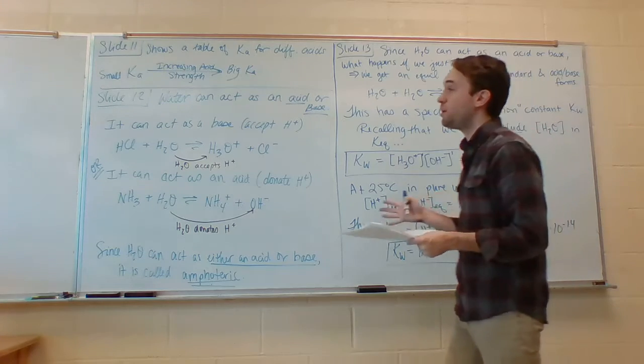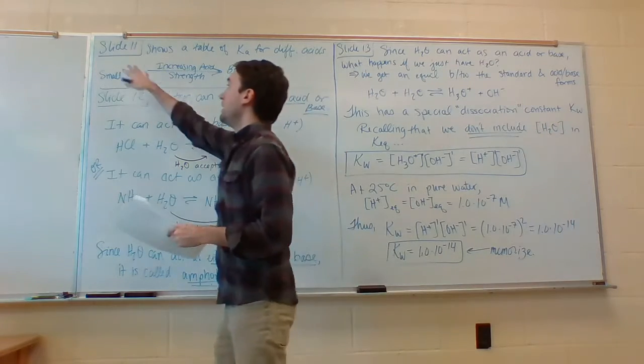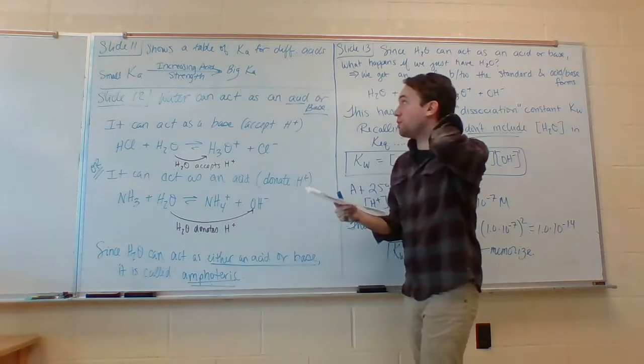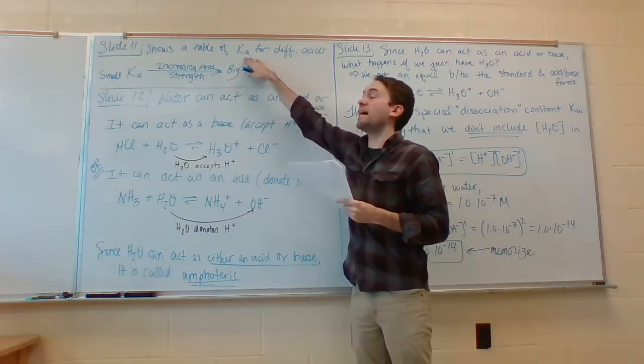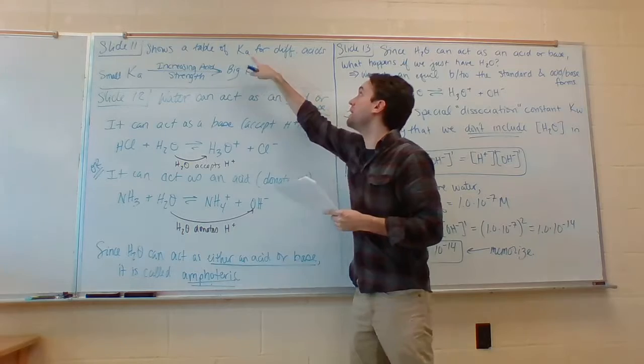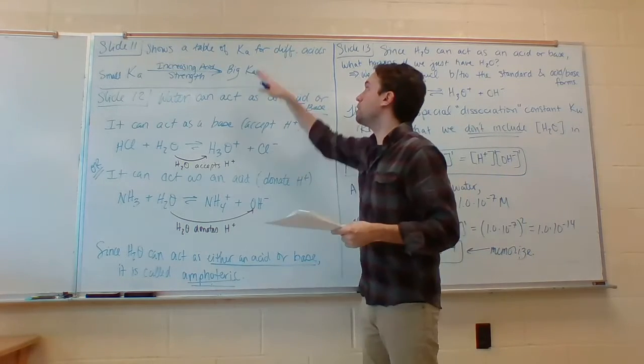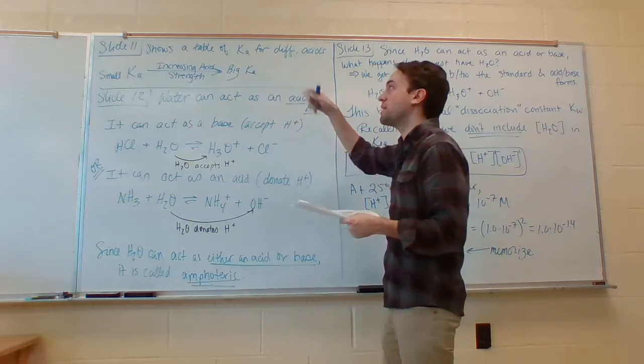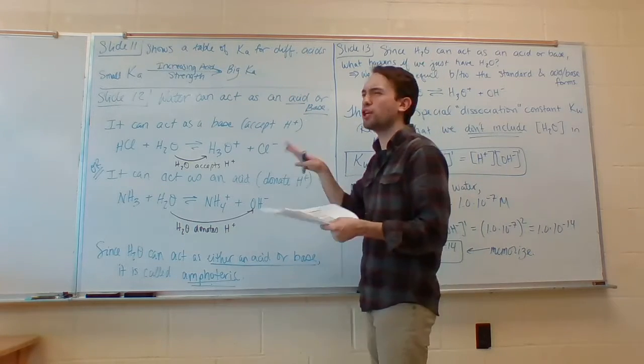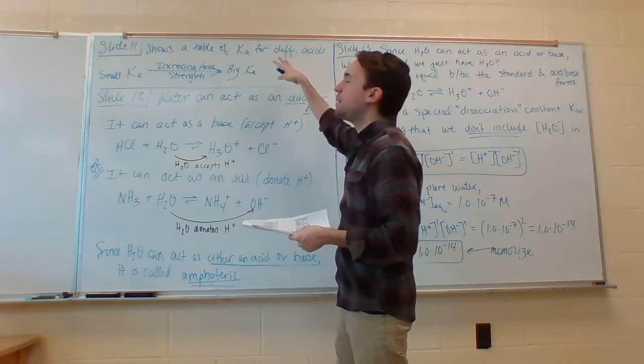All right, continuing with our discussion on acids and bases, let's look at slide 11. And you'll notice that we have a table of our acid dissociation constants, our Kas, for a variety of different acids. Okay, most of the time you're going to be looking up your Ka for acids or your Kb if we're looking at bases. We'll talk about those later. You're going to look those up in a table.